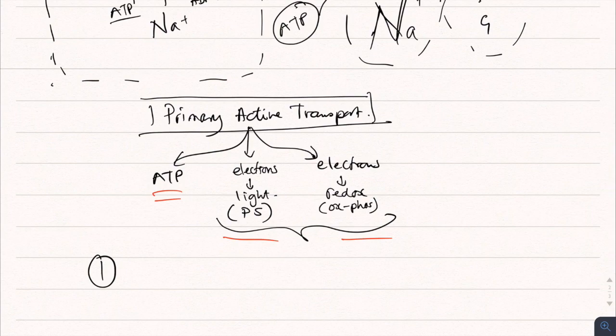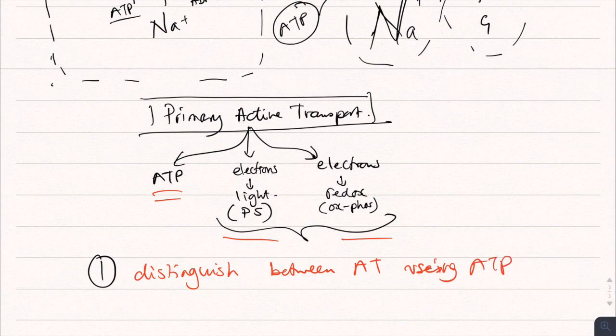So the first reason is the scientific one, and it's not unrelated to the second reason, but there needs to be a way to distinguish between active transport using ATP and that which does not. Okay, so that's the first thing.